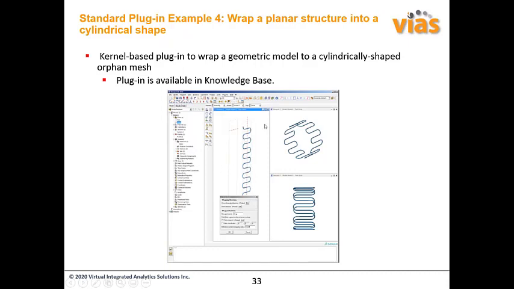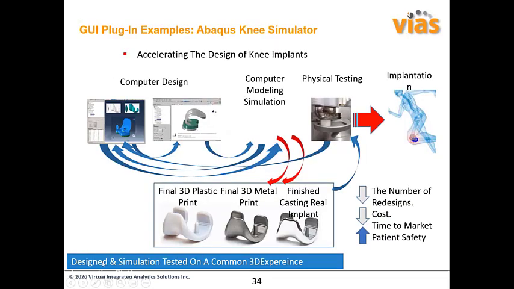Another interesting example is when you have created a straight face and you want to wrap it around a cylinder. Using this standard plugin, you can wrap this planar structure onto a cylindrical shape. So you don't have to create this geometry manually in the CAE. A very useful application.